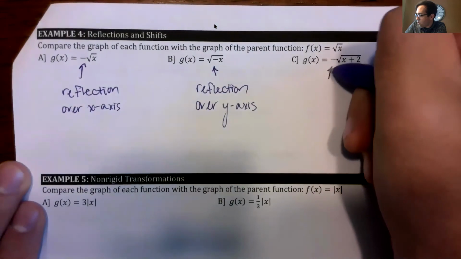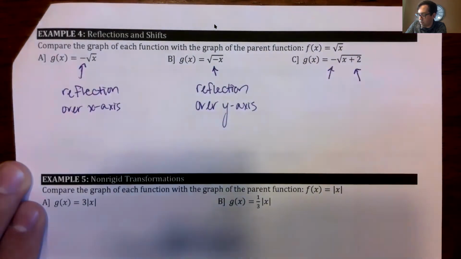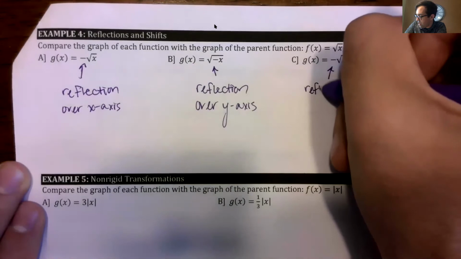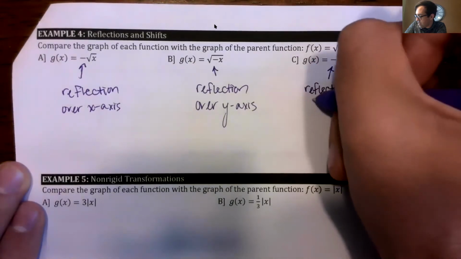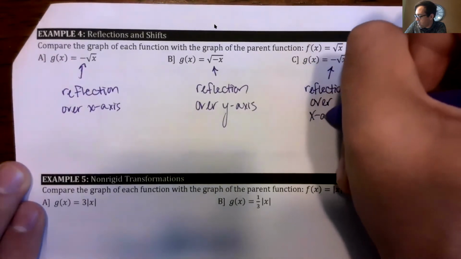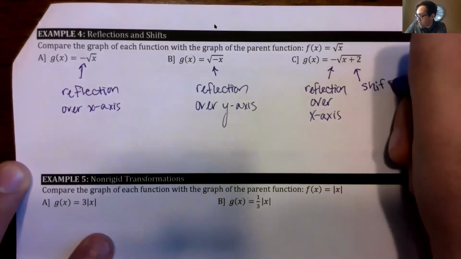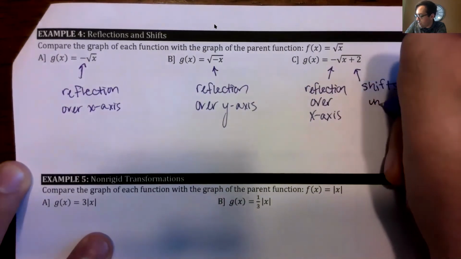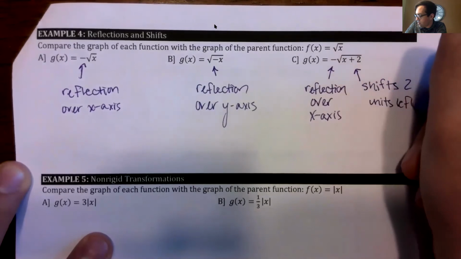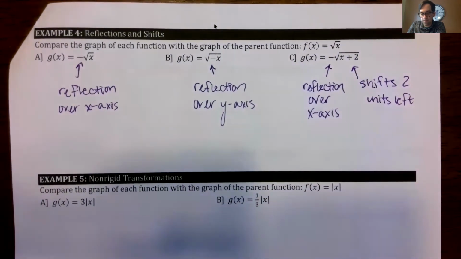And in this third one, we have two things going on. The first is a repeat. It's a reflection over the x-axis. And the second one, that's +2, means that we're shifting 2 units left. Okay?